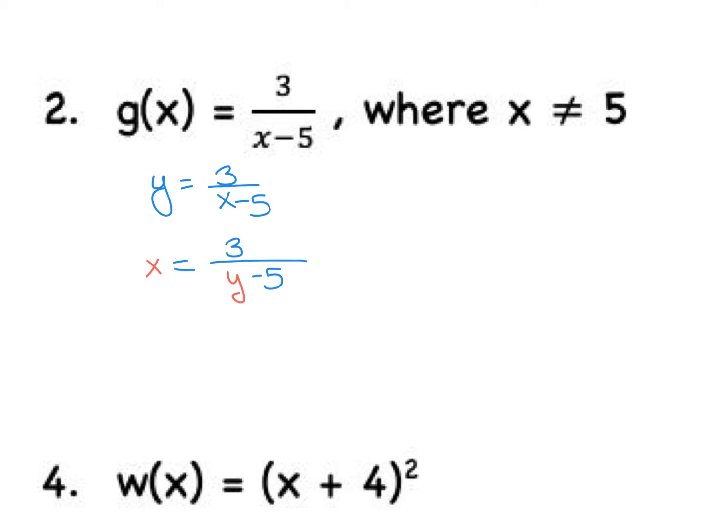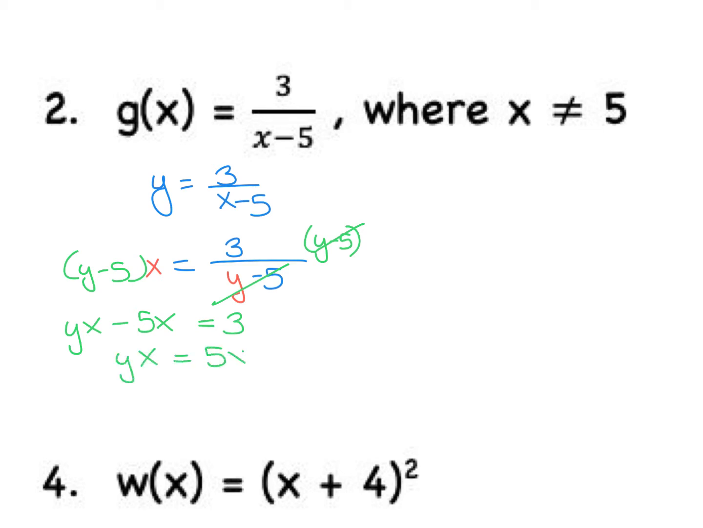So to do that, I'm going to multiply both sides by y minus 5, which gives me y times x, when I distribute, minus 5 times x equals 3. I'm going to add 5x to both sides, so I get x equals 5x plus 3. And then I am going to divide by x, so I get y equals 5x plus 3 over x.